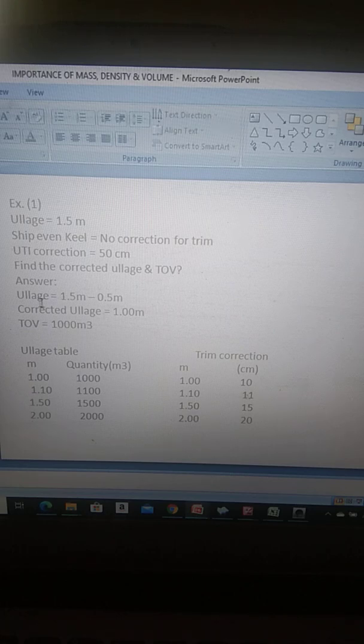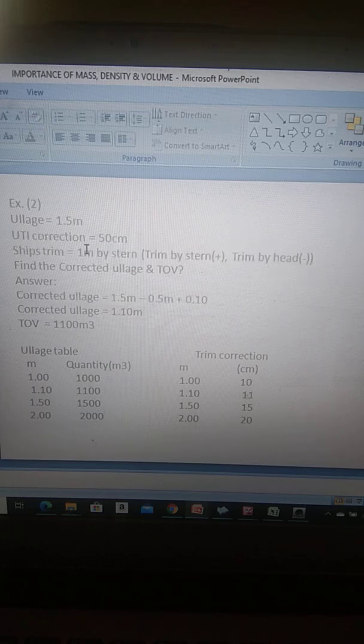Okay guys. So here we have ullage equals 1.5 meter minus UTI correction of 50 centimeter equals 0.5 meter. So the corrected ullage is 1 meter. So this corrected ullage guys, we will bring to the ullage table and we will look for 1 meter. So this is 1 meter and the quantity is 1000 cubic meter. Okay guys, so the TOV is equals to 1000 cubic meter. Because as you can see in the ullage table, 1 meter of ullage, corrected ullage, is equals to 1000 cubic meter.